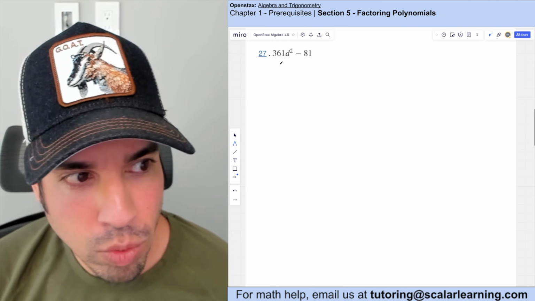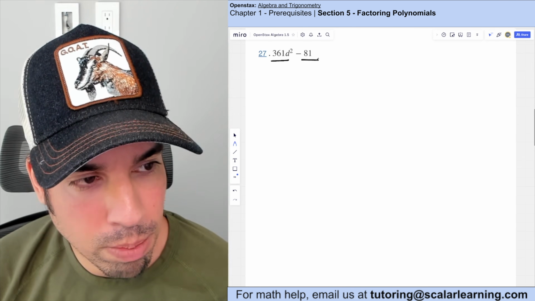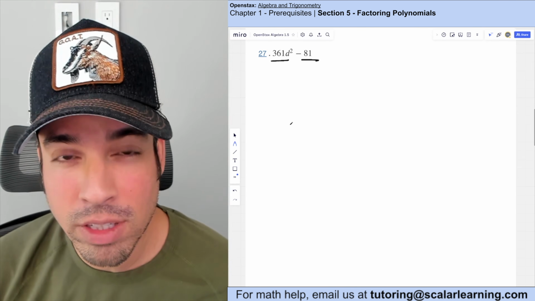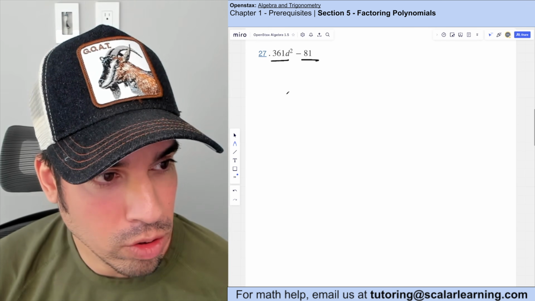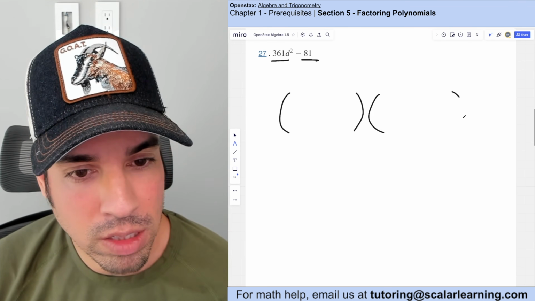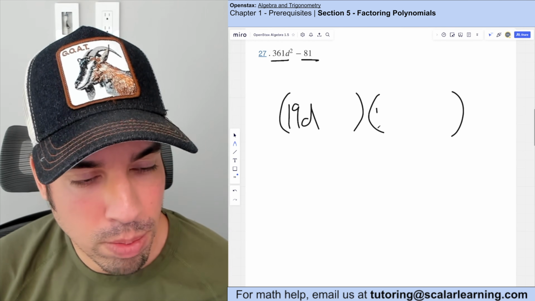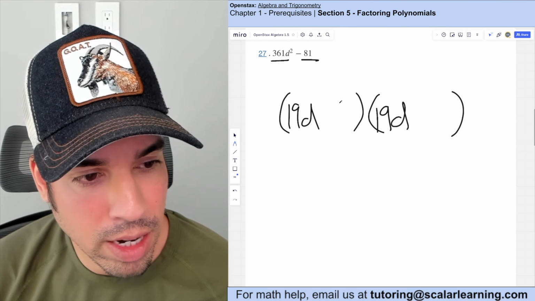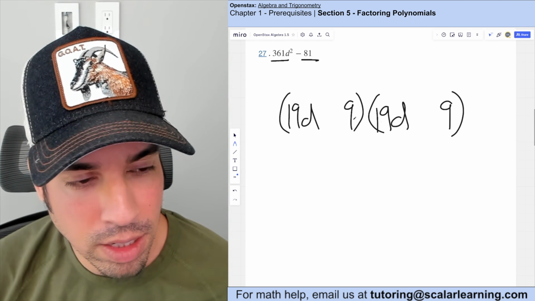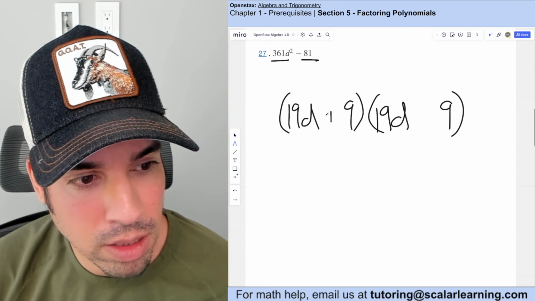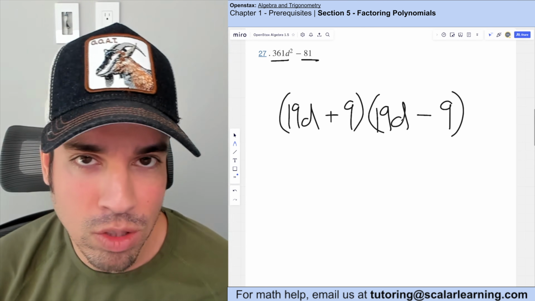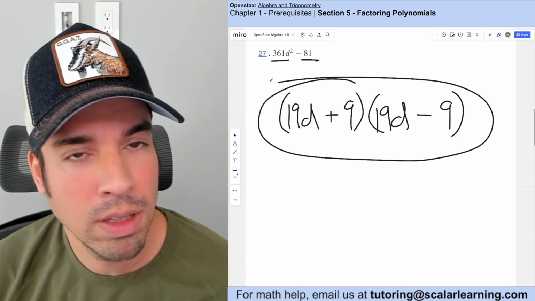With a difference of squares here, we've got a perfect square minus a perfect square. So we just got to have a good understanding of your perfect squares. So the square root of 361, that first term, is actually 19. Square root of d squared is d, so we place that here and here. Square root of 81 is 9, so we place that here and here, and then we alternate plus, minus. By the way, it could be minus plus as well, same difference, boom, done.